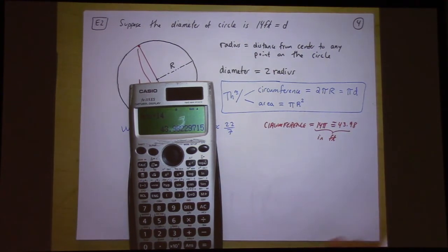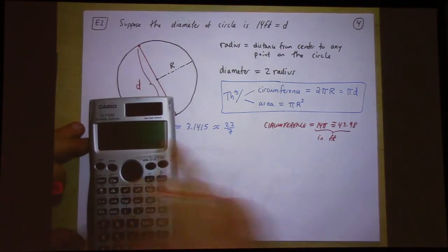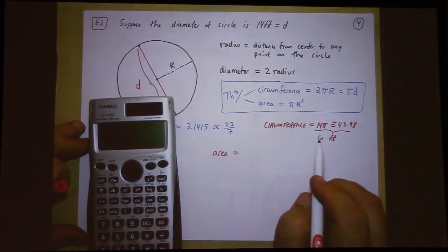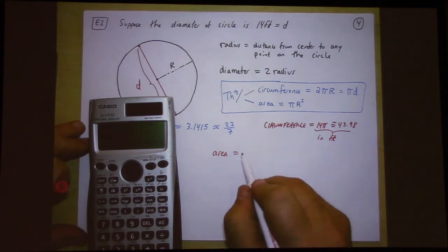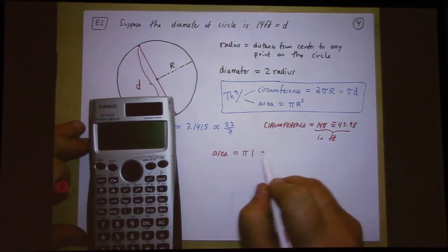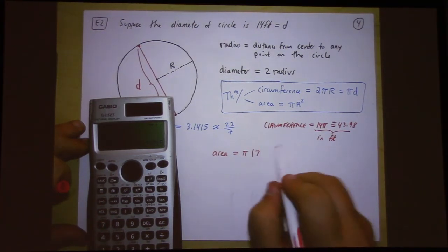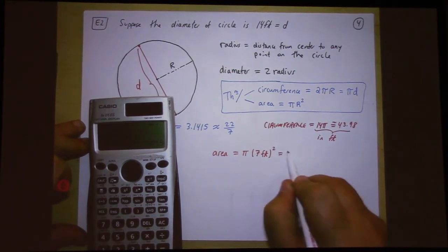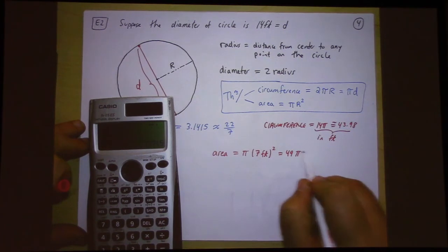Are we good? Yeah. Now to calculate the area, I'm going to figure out what the radius is. What is the radius here? 7, right? We take 14 divided by 2, which is 7, so we have 7 feet squared. On the one hand, it's 49 pi feet squared.